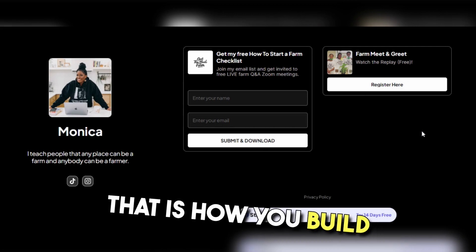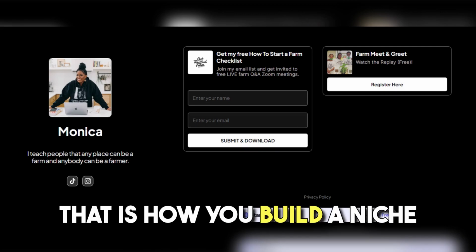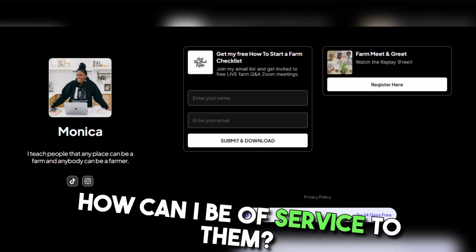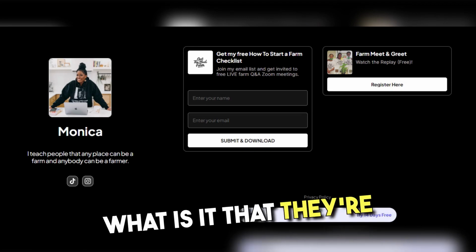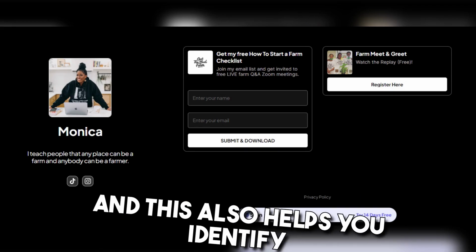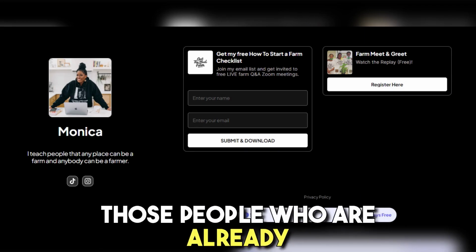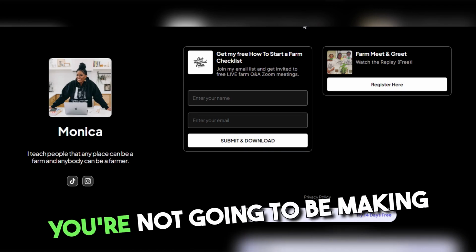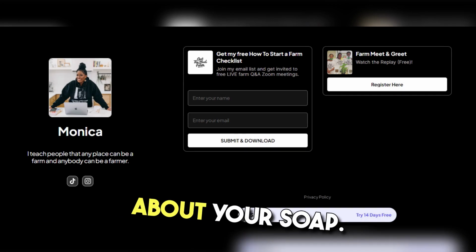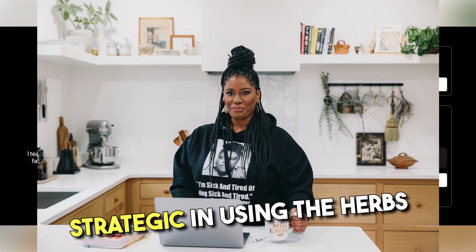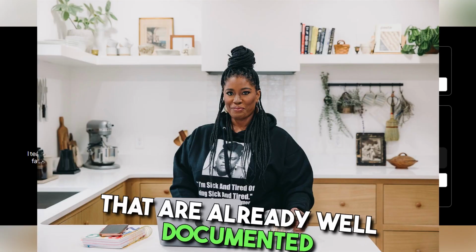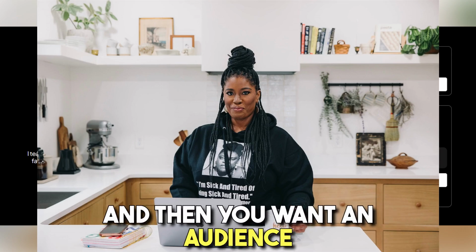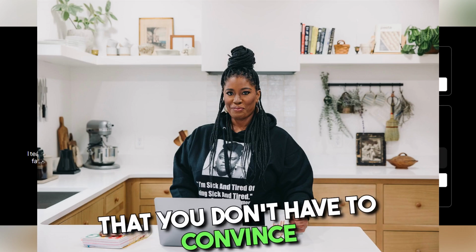That is how you build a database. That is how you build a niche audience database for each of your cash crops. You have to figure out, okay, how can I be of service to them? What is it that they're looking for? And this also helps you identify those people who are already knowledgeable about these herbs, because remember, you're not going to be making any special claims about your soap. You're just going to be strategic in using the herbs that are already well documented in solving this particular problem, this skin-related problem. And then you want an audience that you don't have to convince of that fact.